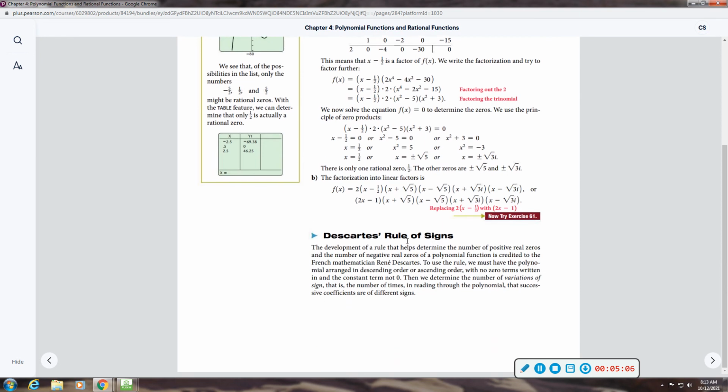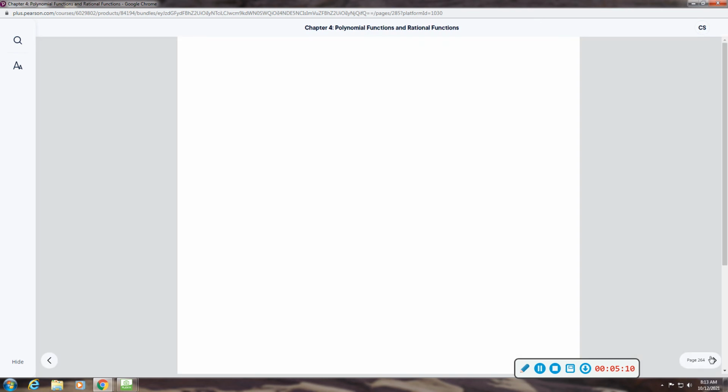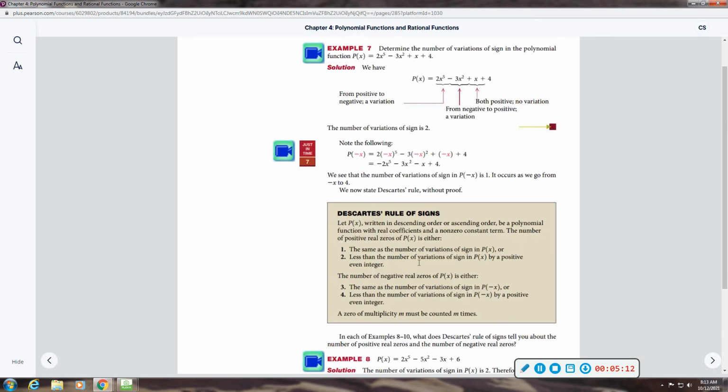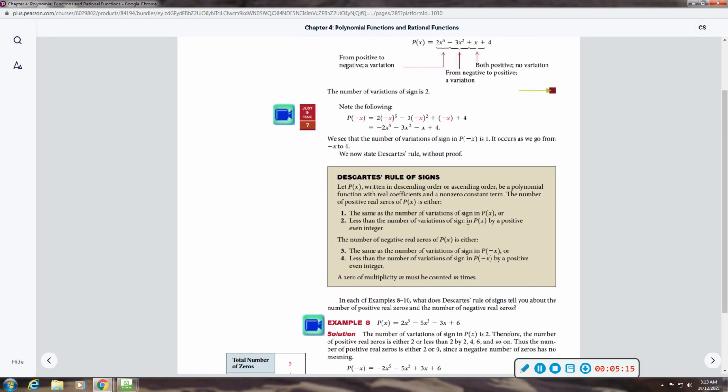And then Descartes' rule of signs. So this is the next thing that we'll see. Go to the definition. Kind of hard to understand, but once you begin to see it, it'll hopefully make a little bit more sense. The rule of signs says that you're given some polynomial. Okay, do it in descending order. It says descending or ascending, but I like to do descending order.